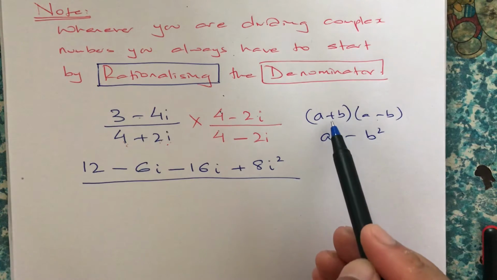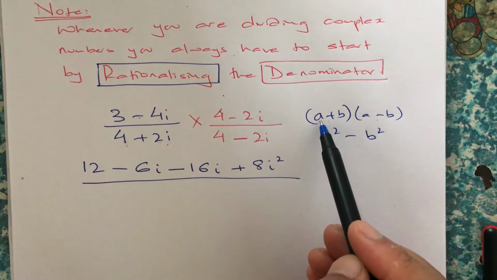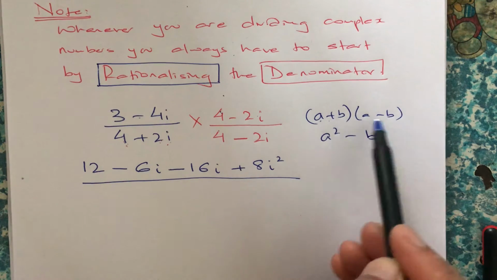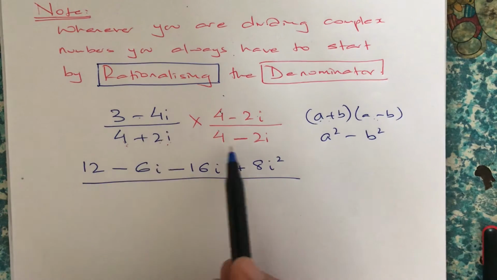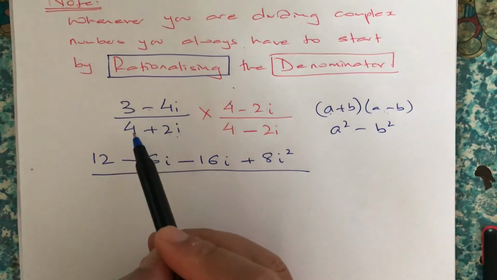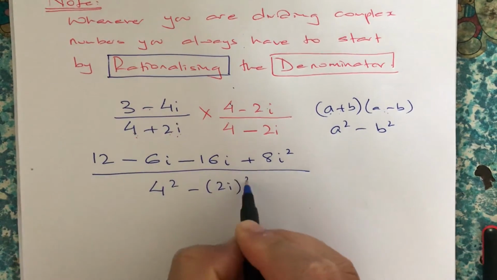Sometimes the minus could be in the front and the plus at the back, but as long as we have two brackets where we have a and b, and the signs are different, then we can write the answer as a squared minus b squared. So we can write a squared minus b squared in the denominator. So what is a? It's 4, so it's 4 squared minus the b squared.